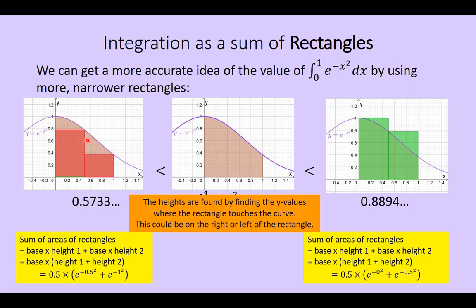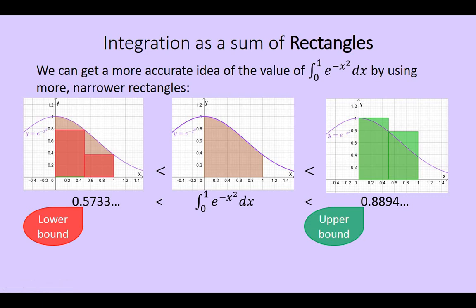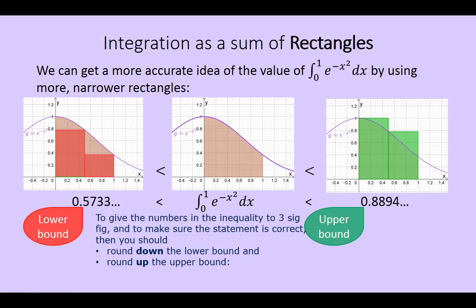Now, for this graph, for the lower bound, we're looking at the right-hand side of the rectangles, and for this graph, for the upper bound, we're looking at the left-hand side of the rectangles. But you need to sketch the graphs in order to find out which side of the rectangle you need to be looking at, and that helps you write down your expression for the total area of the sum of the rectangles. So there we have it, a lower bound and an upper bound. If we're being fussy, then we would round the lower bound down and round the upper bound up.